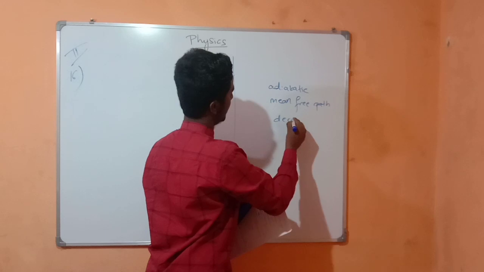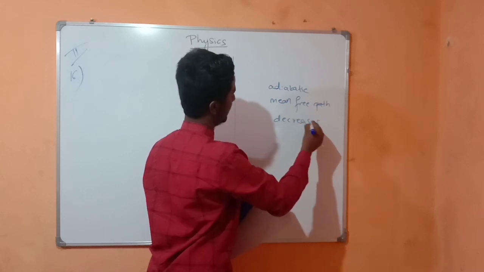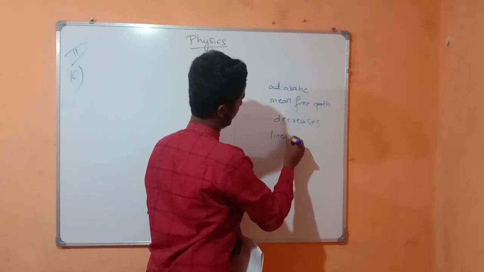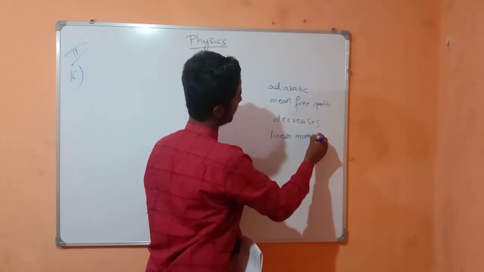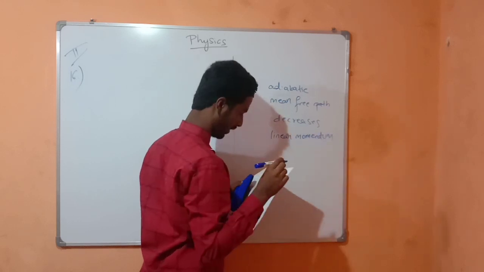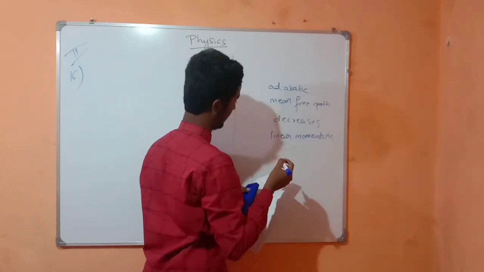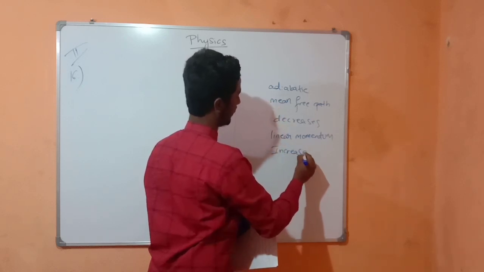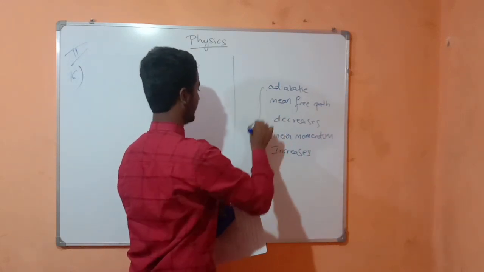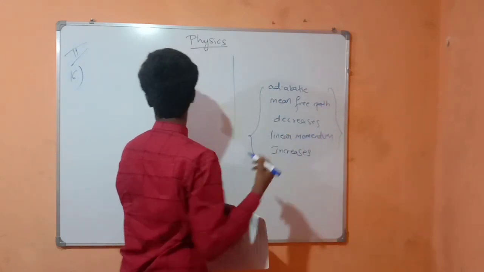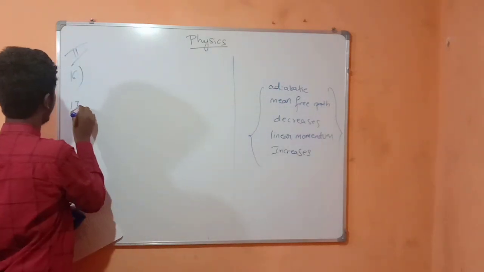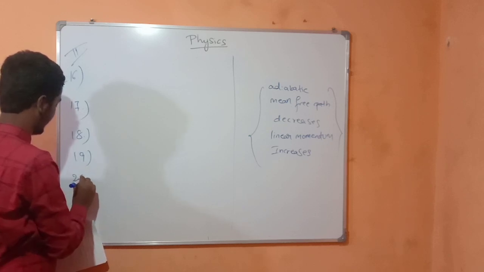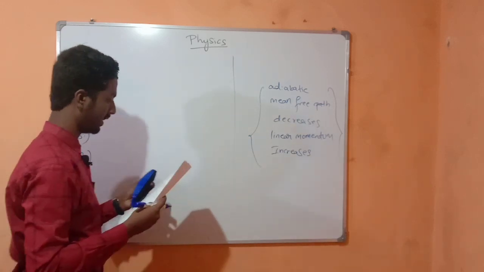Decreases. Linear momentum. Option E is increases. In this, we have to fill the 5 questions. That is 16, 17, 18, 19 as well as 20. In this option, we want to fill.